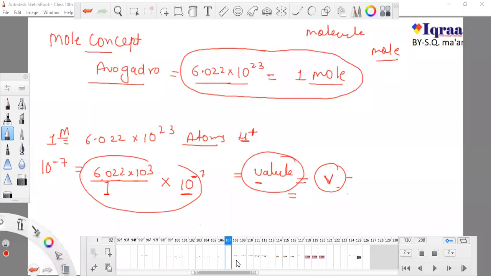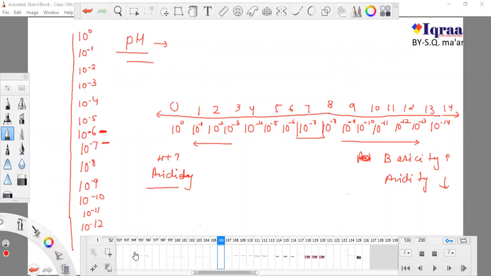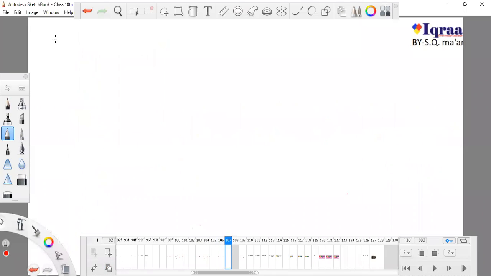Now listen, look carefully. This concept is very important. Each and everything we determine, each and everything we represent in chemistry, we represent in terms of H plus ions. Each and everything contains two types of ion: either it is acidic or basic, so it will contain H plus or OH minus.